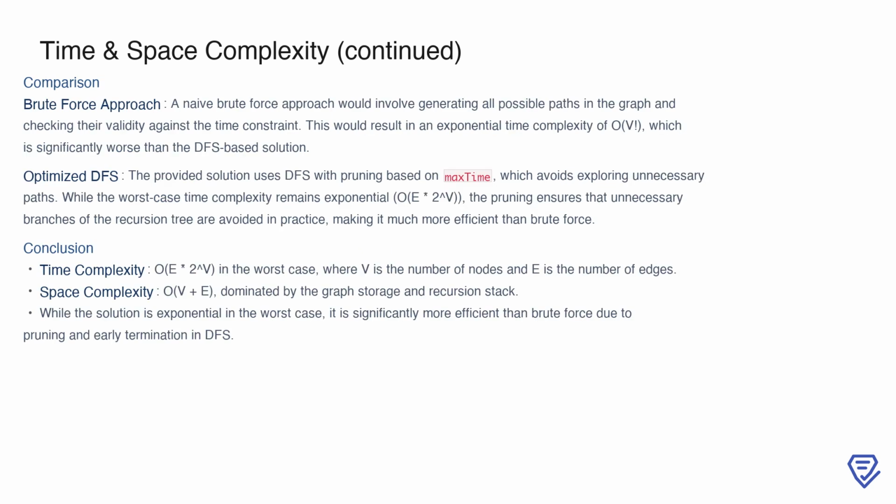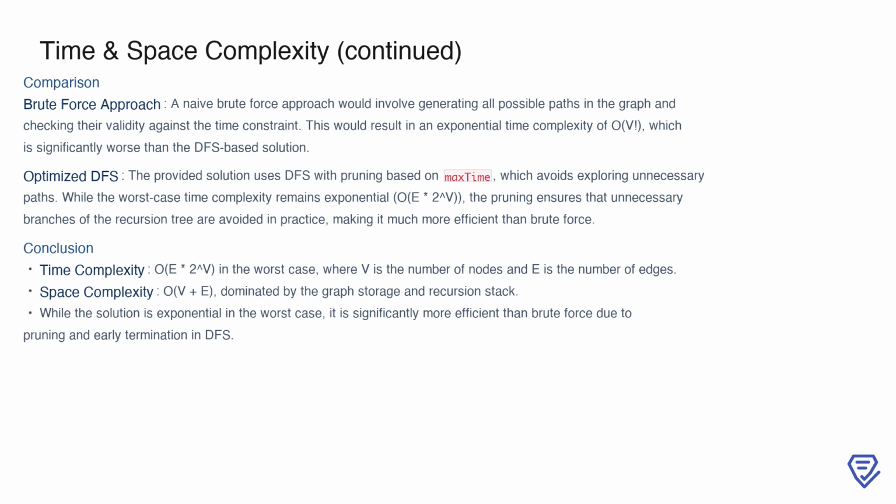When comparing this approach to a brute force solution, the advantages of the optimized DFS become clear. A naive brute force method would involve generating all possible paths in the graph and verifying if each one satisfies the max time constraint. This would result in an exponential time complexity of V, which is far worse than the DFS approach. The DFS-based solution, on the other hand, incorporates pruning techniques that prevent unnecessary path exploration. Although its worst-case time complexity is still exponential, E*2^V, the pruning ensures that many redundant branches of the recursion tree are avoided, making it far more practical.